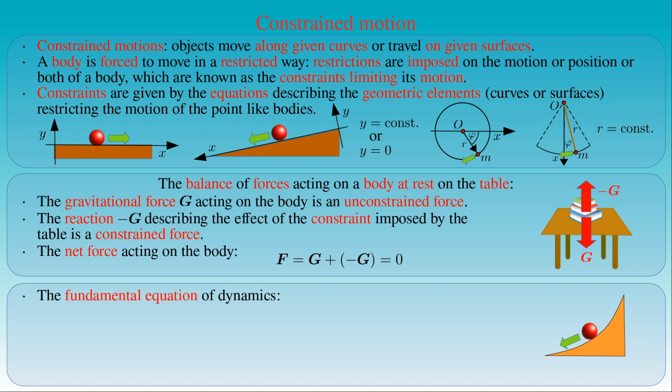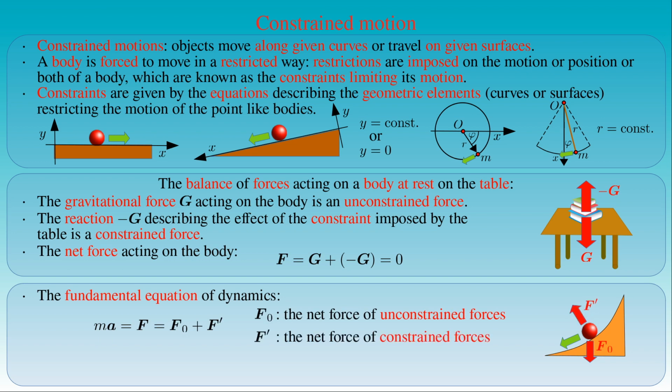The mass m times the acceleration a of the point mass is equal to the net force F acting on the body, which is given by the sum of the net force F0 of the unconstrained forces exerted on the body and the net force F' of constrained forces exerted on the body.